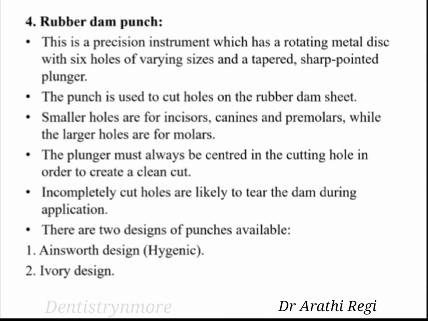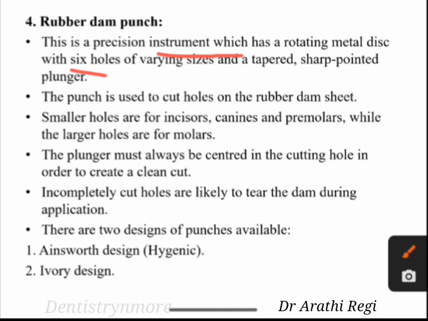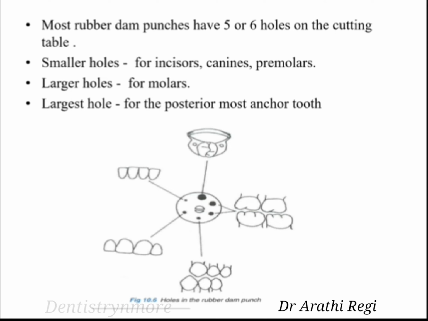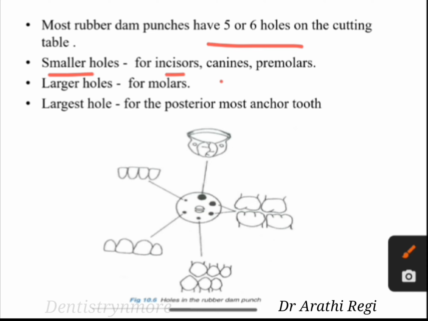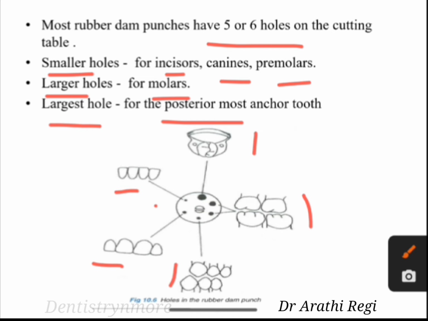Next one is rubber dam punch, that is an instrument which has a rotating metal disc with 6 holes of different sizes, and this punch is used to cut the hole on the rubber dam sheet. Most of the rubber dam punches have 5 or 6 holes, smaller holes for incisors, canines and premolars, larger holes for molars and the largest one for the posterior most anchor teeth.